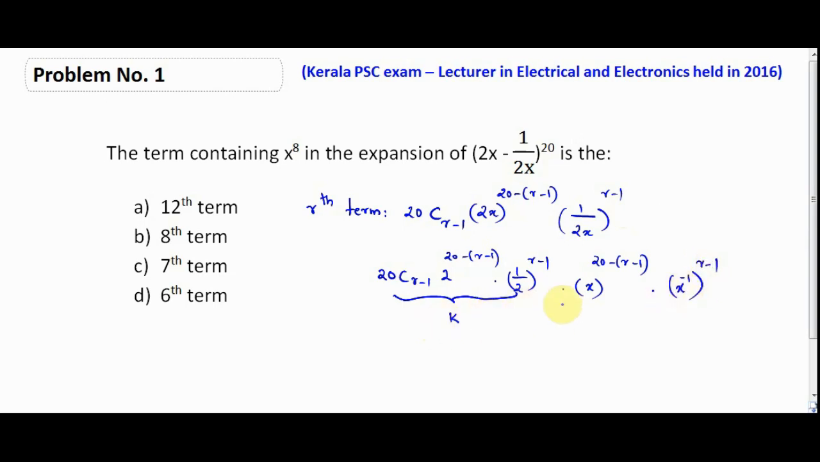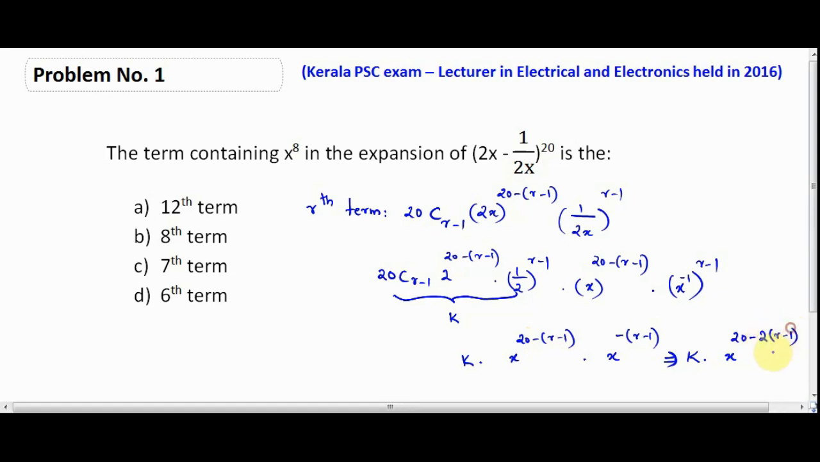Okay, so we may rewrite this as k into x raised to (20 minus (r minus 1)) into, here we have x raised to minus 1 whole raised to (r minus 1). So that can be written as x raised to minus (r minus 1). Okay, now let's combine these two x terms. So once we combine those two, what we get will be k into x raised to 20 minus (r minus 1), here we have minus of (r minus 1). So when you combine these two, what you get will be 20 minus 2 into (r minus 1). Okay, so this is the rth term in the expansion.